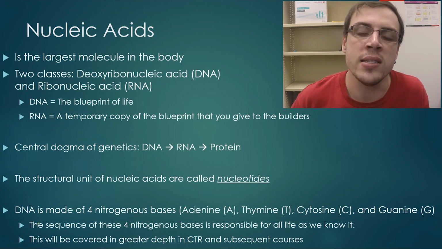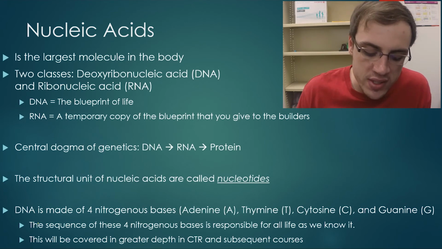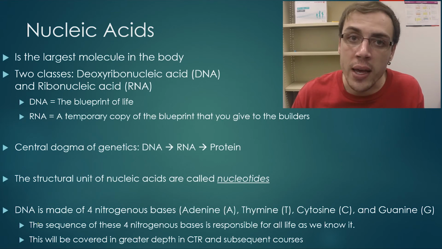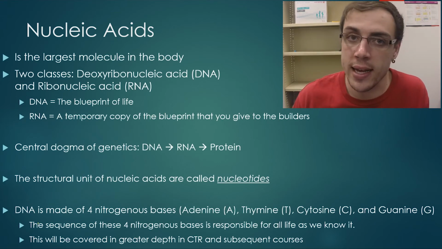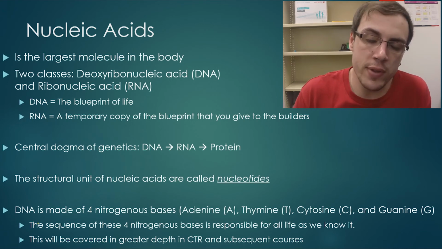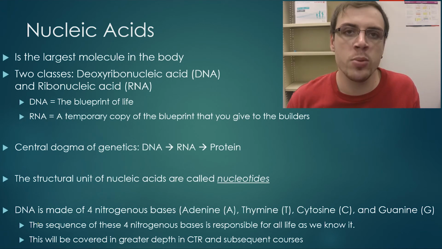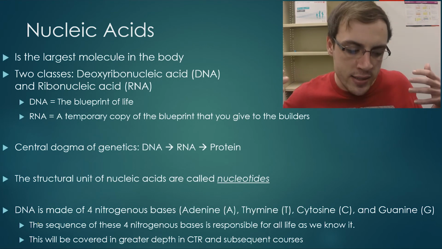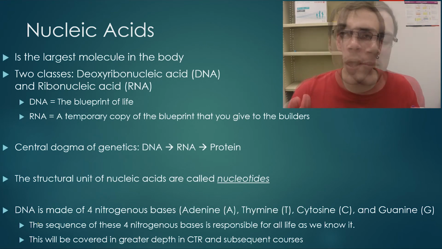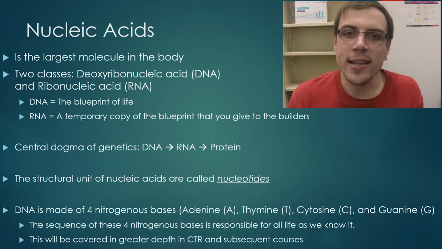So nucleic material, we often see it in 2 different classes. So we see it as DNA, which is deoxyribonucleic acid, or we see it as RNA, which is ribonucleic acid. So DNA is the blueprint of life. It basically is responsible for coding and is the entire instruction handbook for making you. So picture DNA as like a library.